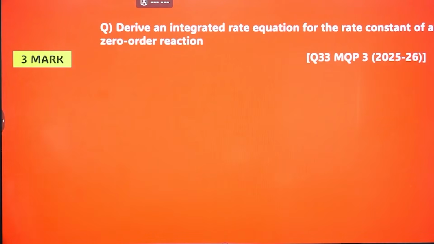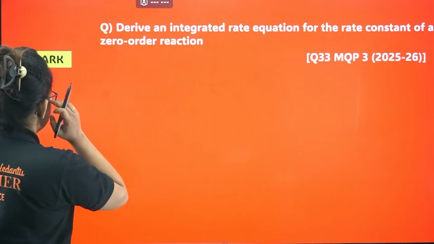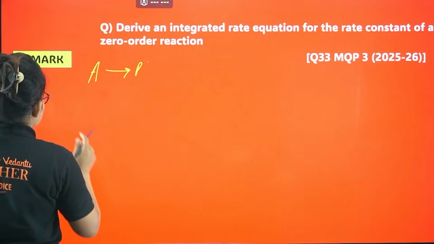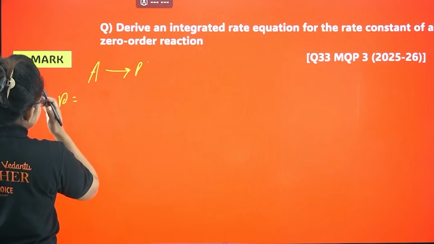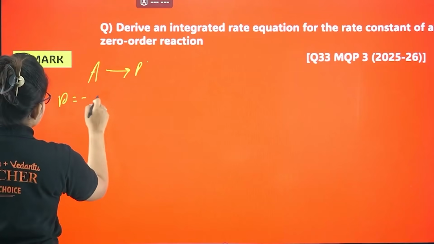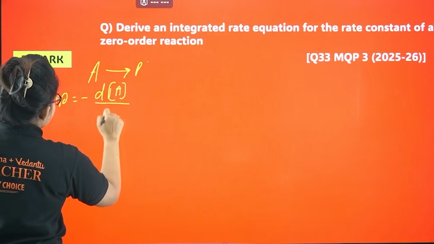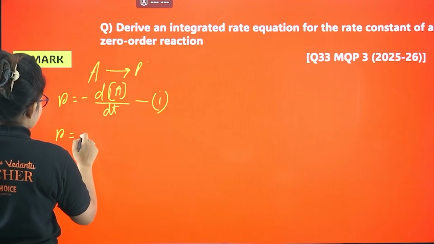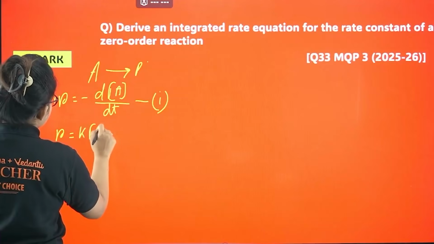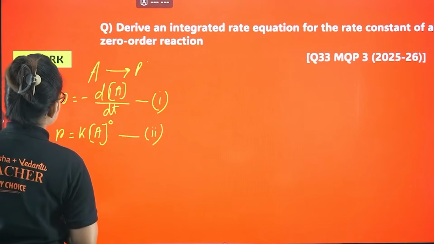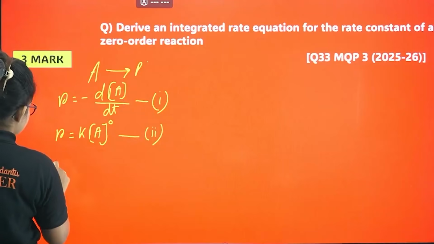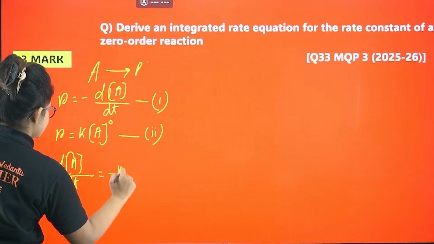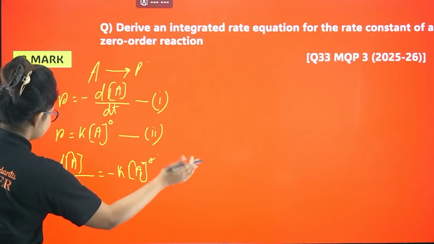Let's proceed. Derive the integrated rate equation for the zero order reaction. Okay, let's do it. So A gives you P. Let's say this is my equation. Okay, so rate in accordance with the differential rate equation, we can write minus dA by dt. This is your equation number 1. Next, R equals, from the rate law you can write K into A power 0. Let it be your equation number 2. Equating these two, you will get dA by dt equals minus K into A power 0. A power 0 means you know it's 1.